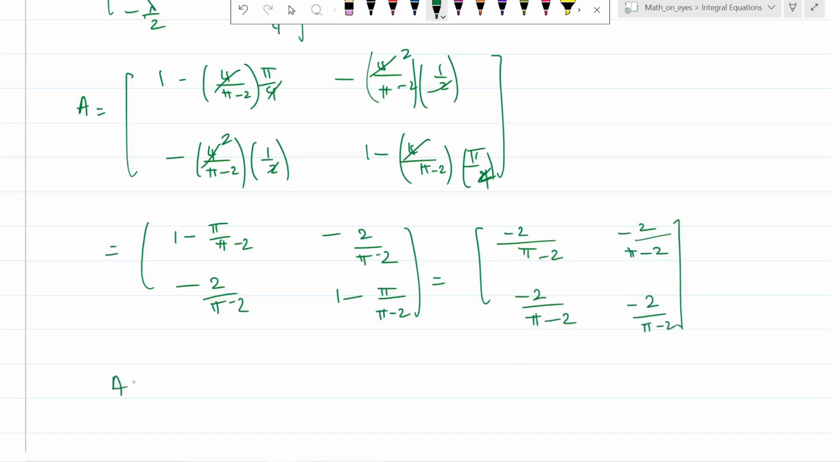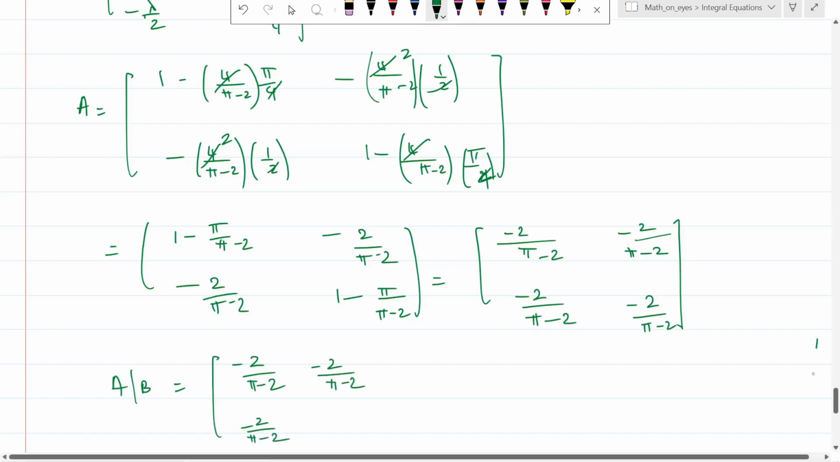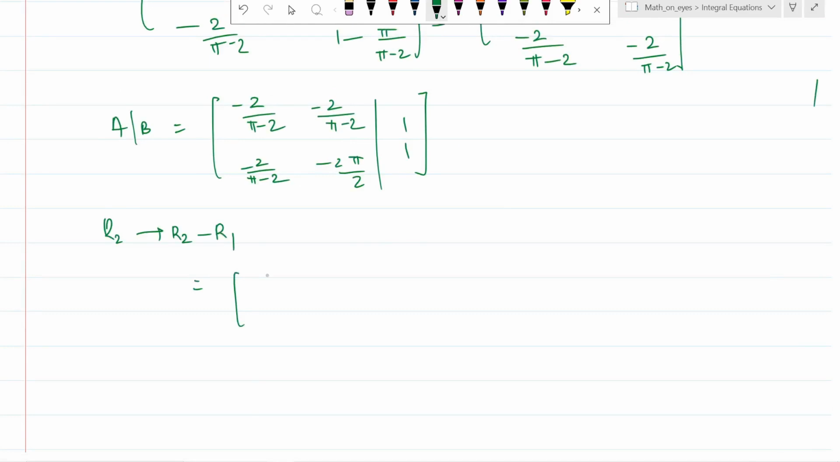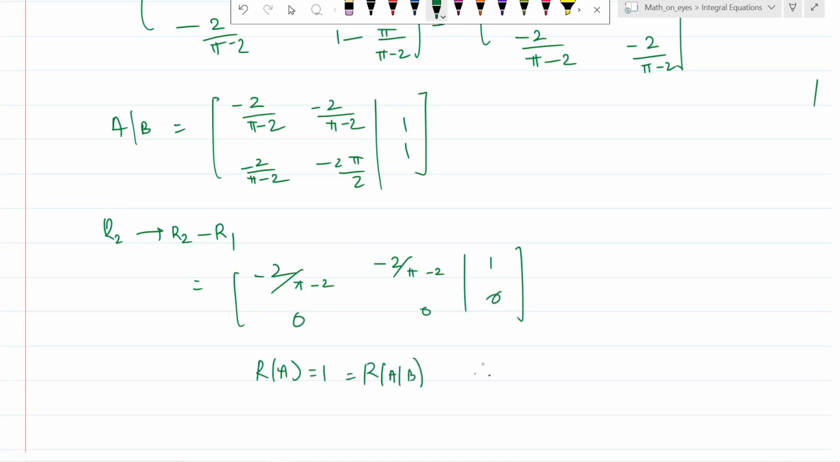So we find the augmented matrix A by B, which is equal to minus 2 divided by pi minus 2, minus 2 divided by pi minus 2, minus 2 divided by pi minus 2, and then here minus 2 divided by pi minus 2, 1 and 1. So R2 implies R2 minus R1, which is equal to minus 2 by pi minus 2, minus 2 by pi minus 2, and then this will be 1. This is 0, 0, 0. So we get rank of A is equal to 1, which is equal to rank of A by B, therefore infinitely many solutions. But in the question, solution, infinitely many solutions.